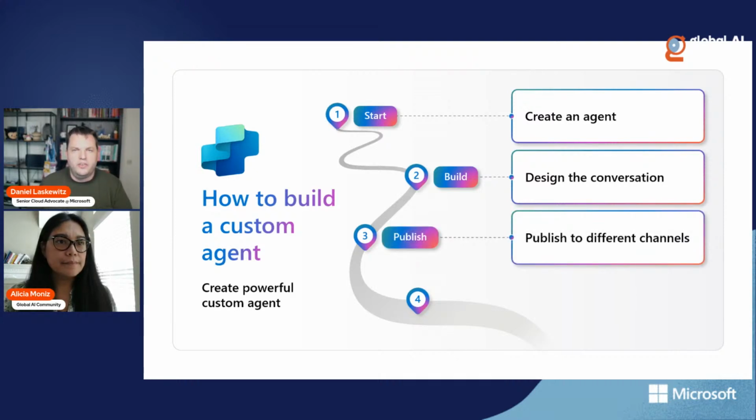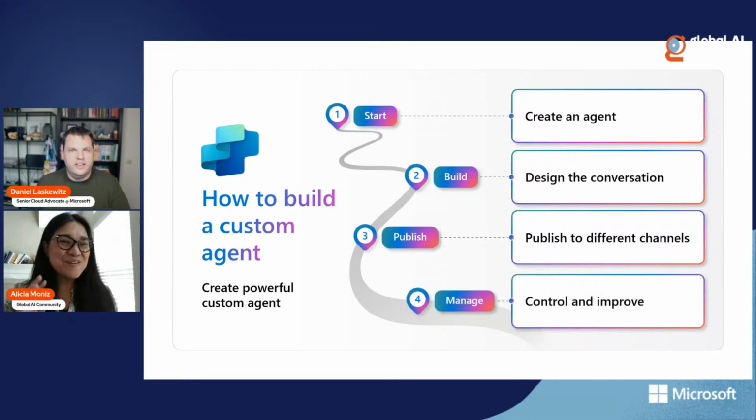After that, you of course want to publish it. You want to make it available for people. You can publish it to a whole bunch of channels. So you can publish it to Teams, for instance. You can publish it to Facebook. You can publish it to your own website if you want to, your own app. You can do all kinds of things there. And that will make it available for people in a lot of different channels.